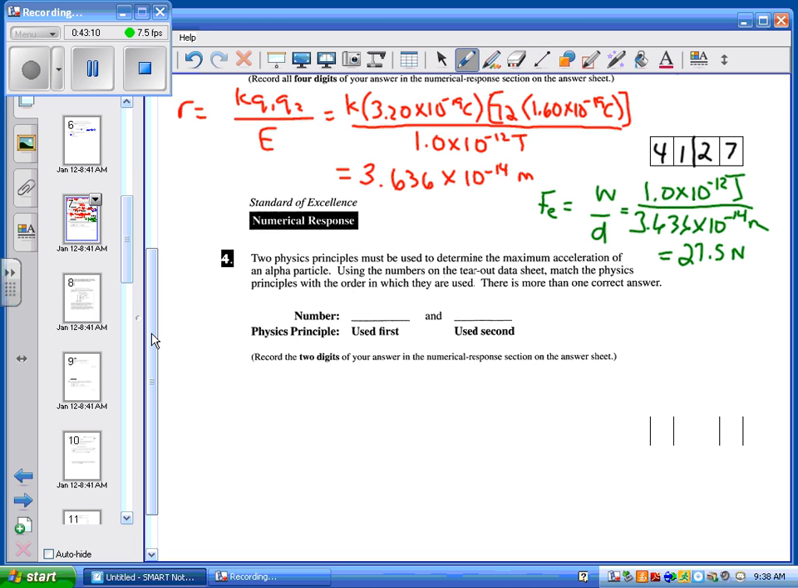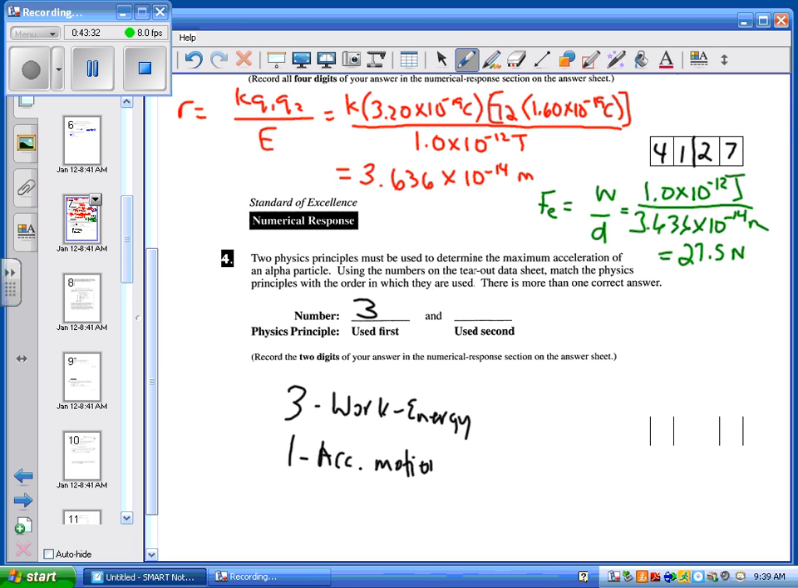So then the two physics principles must be used to determine the maximum acceleration of an alpha particle. We want to use the numbers on the data sheet, 0 through 9. There's more than one right answer, but what I used was work energy, which is 3, and then 1 is accelerated motion.